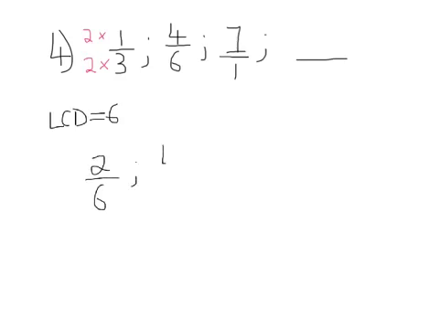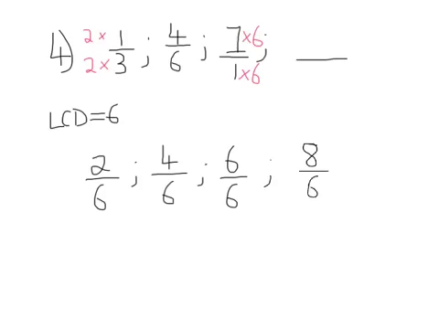The second fraction can stay the same, 4 over 6. Then the last one, 1 over 1, I have to times that one by 6. So times the numerator and denominator by 6. And then I'm going to have 6 over 6. And from there it should be relatively easy to identify the pattern. You can see the numerator is going from 2 to 4 to 6, so it's going up 2 at a time. So that would logically mean that the next one's going to be 8 over 6.